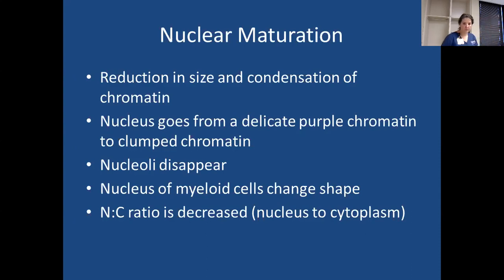Okay. And then, like I mentioned, that myeloblast is going to have a high nucleus to cytoplasm ratio. Most of the cell is going to be comprised of the nucleus. As that cell matures, we're going to have more cytoplasm, less nucleus. Okay.